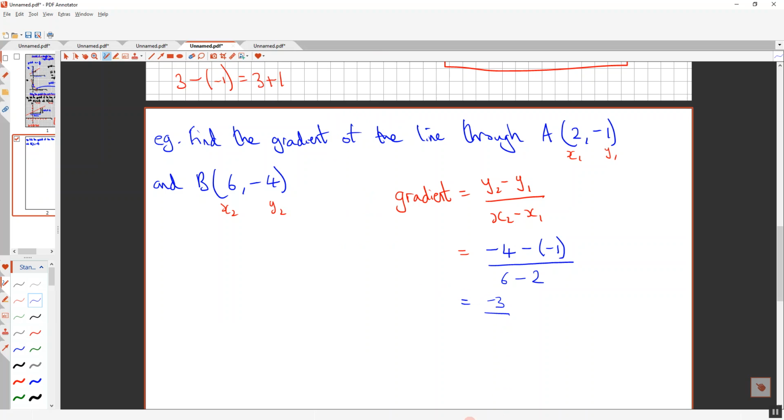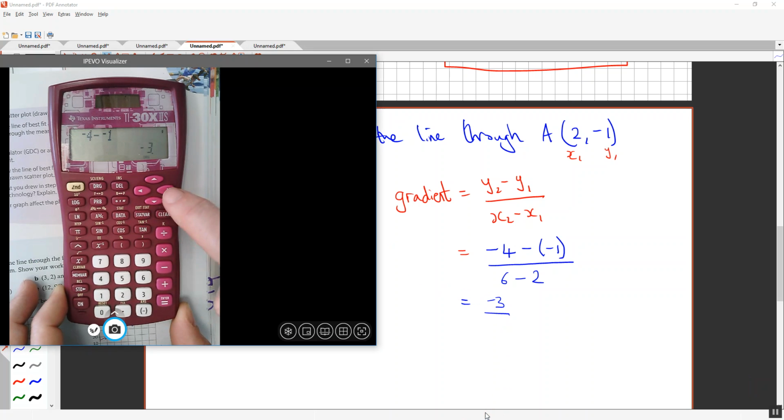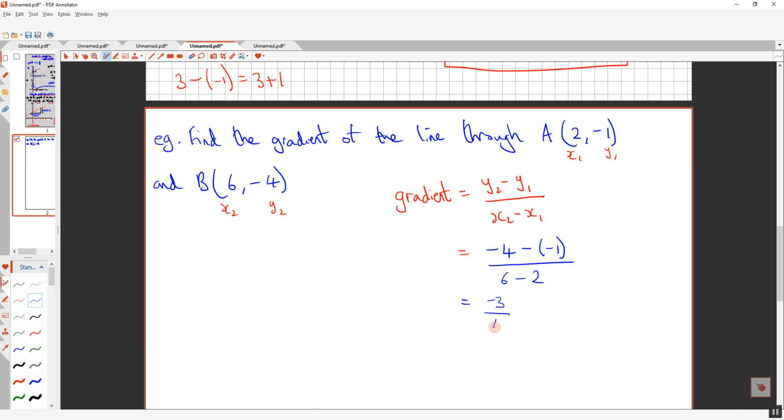And that's divided by, so we'll do the bottom. Now, we don't really need a calculator for this, but let's just do it. 6 take away 2, and I get 4. So my answer is just -3/4.